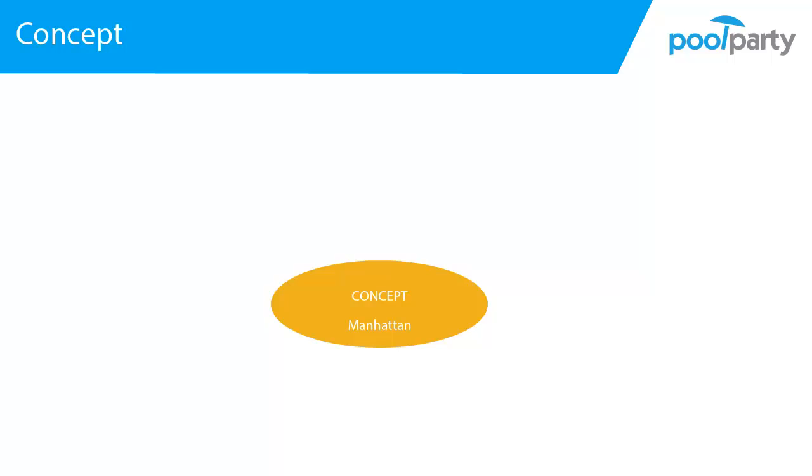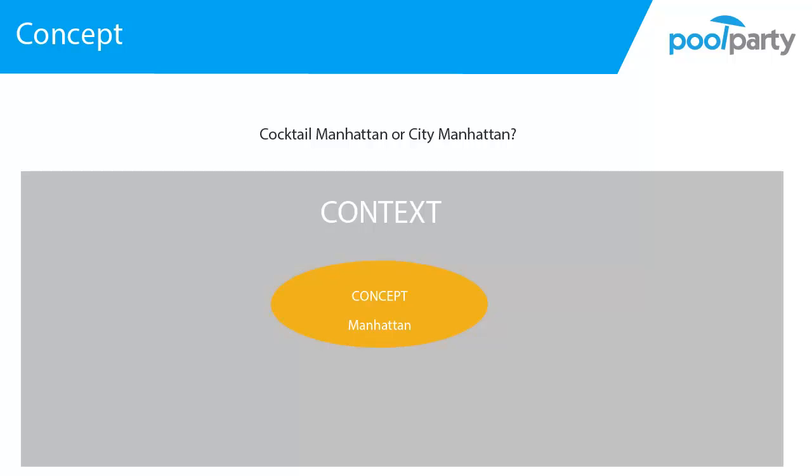Now I want to introduce you to the main elements of a taxonomy in more depth. Let's start with concepts. I already mentioned concepts and I think you can intuitively grasp what it is. You see here the concept Manhattan. If it were a term, a word, a label, it would not implicitly state if this is the cocktail Manhattan or the city Manhattan. But as a concept, it is embedded in a broader context which the taxonomy provides.